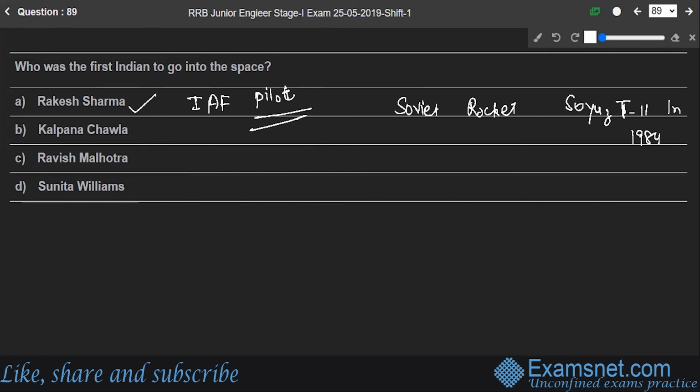If I talk about Kalpana Chawla, she was an astronaut of the American space agency NASA, and she was the first woman of Indian origin to travel in space in 1997. She died on 1st February 2003 when she was returning from space with the 7-member crew due to a blast of the spaceship. Next, Ravish Malhotra. In 1982, he was chosen to train for space flight in the Soviet Union. He served as a backup for Rakesh Sharma in his T-11 mission in 1984.